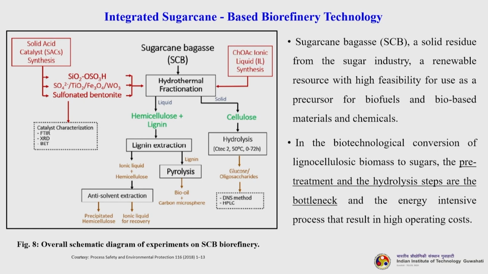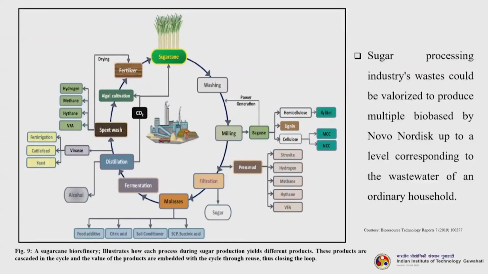Sugarcane bagasse, a solid residue from the sugar industry, is a renewable resource with high feasibility for use as a precursor for biofuels and bio-based materials and chemicals. In the biotechnological conversion of lignocellulosic biomass to sugars, the pretreatment and the hydrolysis steps are the bottleneck and the energy intensive process that result in high operating costs. So, this is a sugarcane biorefinery, put in a more understandable way.